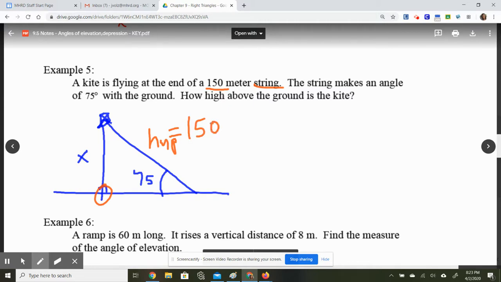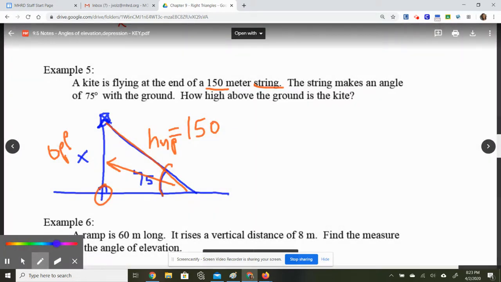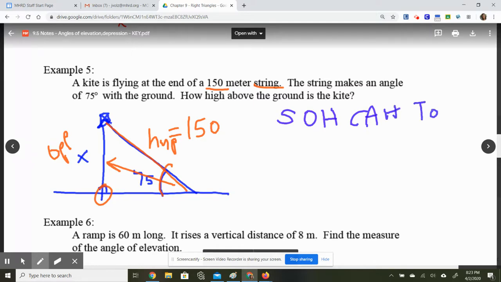And now we need to consider, what do we know and what are we looking to find in terms of opposite, adjacent, hypotenuse? Compared to this angle, the x is opposite and the string is hypotenuse. So which trig function puts together opposite and hypotenuse? That would be sine. Sine equals opposite over hypotenuse, because SOH CAH TOA is our go-to phrase for all trigonometry.